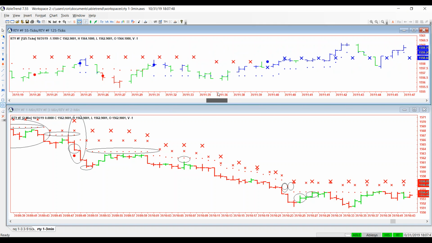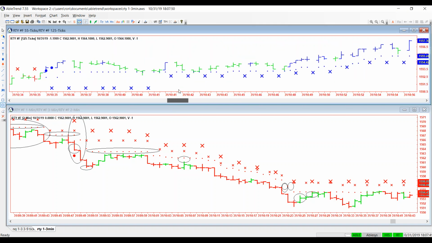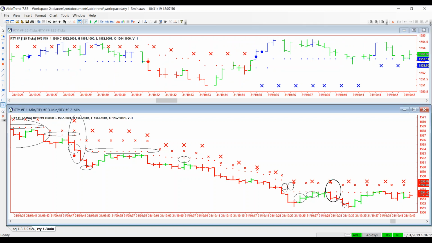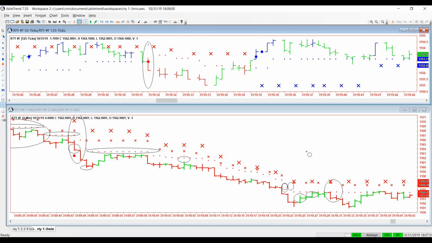Let's take a look here at around 10:30 Eastern. Yes, sir. We're right back in right there, because the tick chart agrees on the Russell. And it's the same thing if we're looking at NASDAQ or crude oil or any other markets you like to trade.